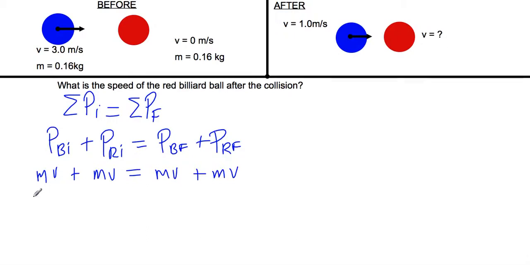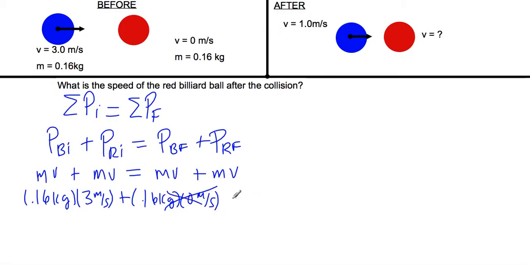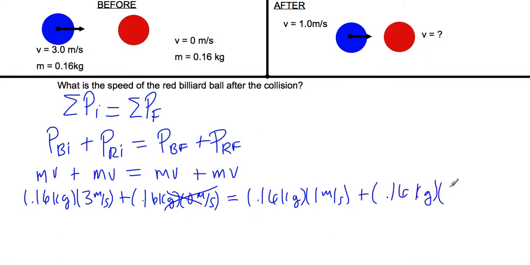So our next step is filling in our variables: 0.16 kilograms times 3 meters per second plus 0.16 kilograms times 0 meters per second, which I'm sure many of you have already figured out is going to cancel out to be 0, is equal to 0.16 kilograms times 1 meter per second plus 0.16 kilograms times v meters per second. We don't know what this velocity is.